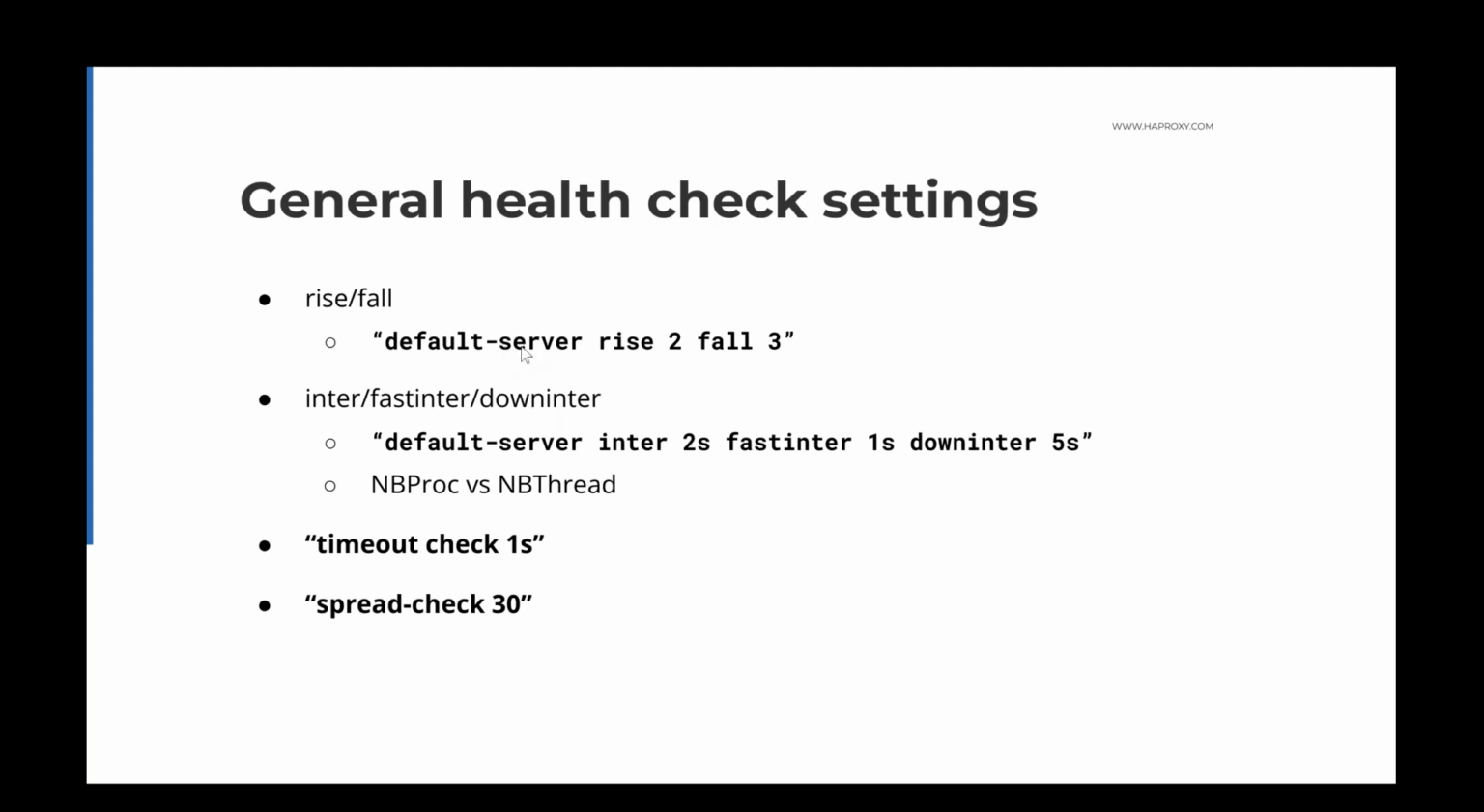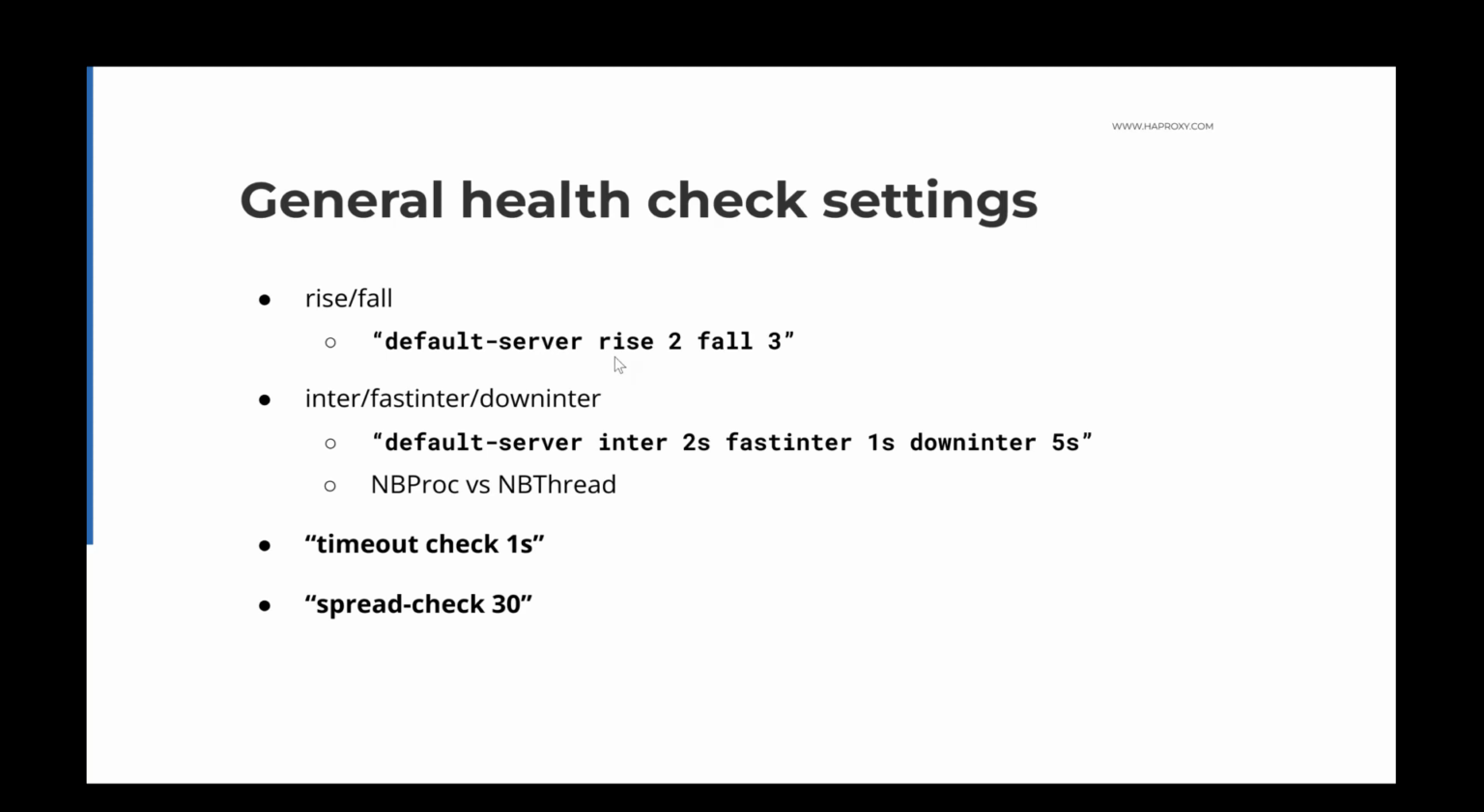So for the keywords, we have rise and fall. You don't have to worry too much about where exactly these keywords apply. I'll cover that in the next slide where I have a diagram, and it's much easier. But in case this syntax is confusing, default-server can be put in a backend section or a defaults section. It applies the settings to all server lines. So you could put these on a particular server line, or you can put them on a default-server line, and it applies to all of them.